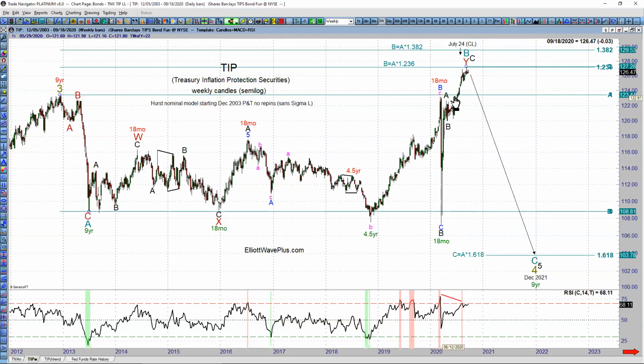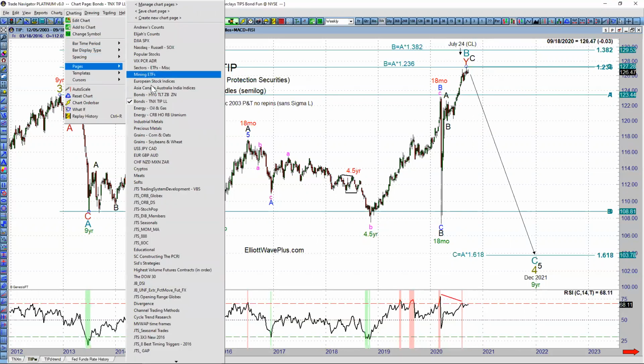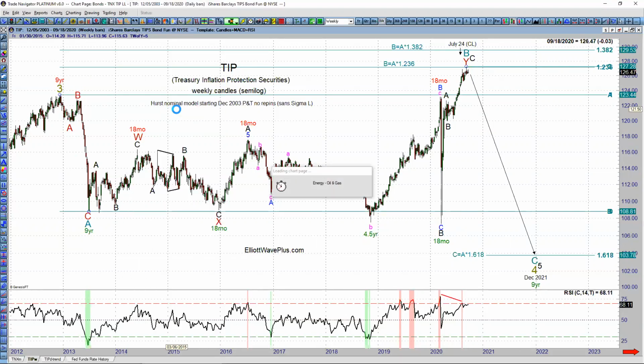So we'll see. This is kind of a way to track, in my opinion, whether the Fed is going to win or deflation is going to win. And we're kind of at a critical juncture.